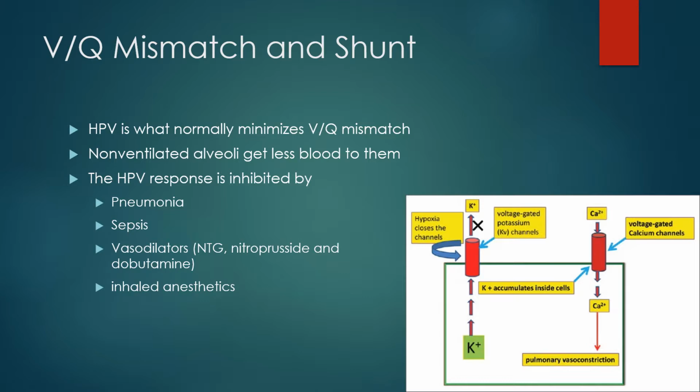The mechanism of hypoxic pulmonary vasoconstriction is very interesting, as you can see in the figure. Hypoxia closes the voltage-gated potassium channel, so potassium ion accumulates intracellularly. This leads to depolarization of the cell, which opens voltage-gated calcium channels and calcium-mediated pulmonary vasoconstriction. So you get vasoconstriction.